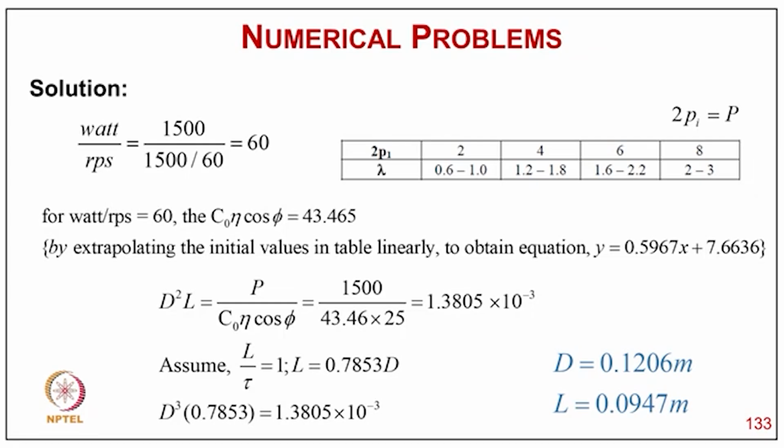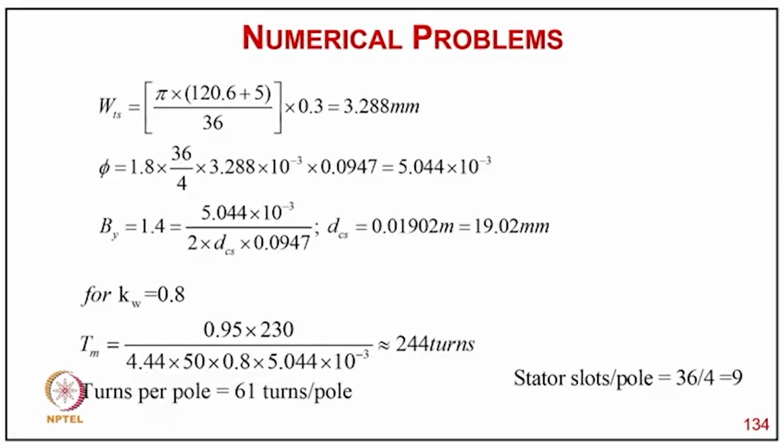So from this we get D equal to 0.1206 millimeter, L equal to 0.0947 meter, and WTS is by D plus DSS is by, typically number of slots into 0.3, so it comes 3.288 millimeter. And the phi, putting this typically flux density all dimension, comes 5.004 10 power minus 3 Weber, and By is typically here 0.4. So from there we can find out the DCS from this relation.